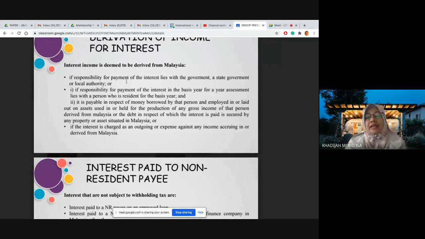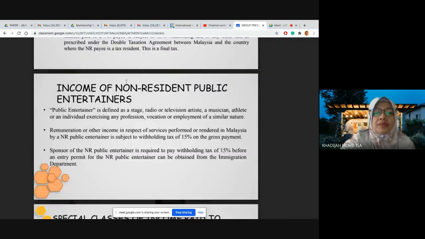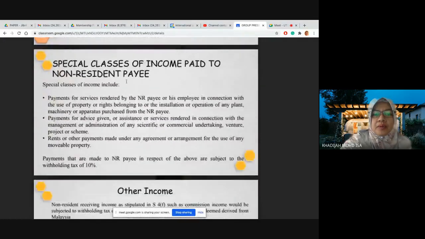If you don't have that, then dia ada nombor 3, dia kata is it charged as an outgoing or expense, yeah? So you have to look into all this 1, 2, 3 to decide whether the income is derived in Malaysia. Okay, all right.